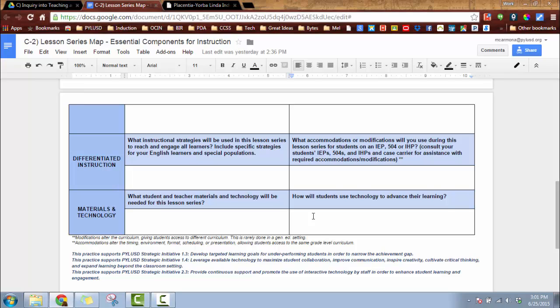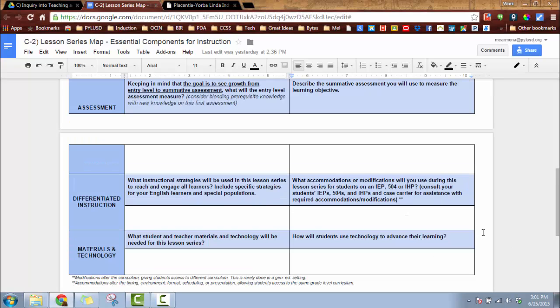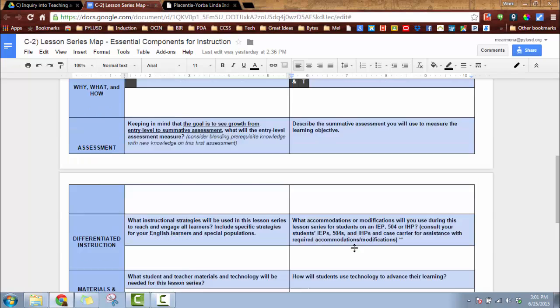And again, as with everything else, you can bullet point. Just make sure that you add specificity and show some depth in your thought and specifics. Don't just say, I'm going to differentiate. Explain how you're going to differentiate.